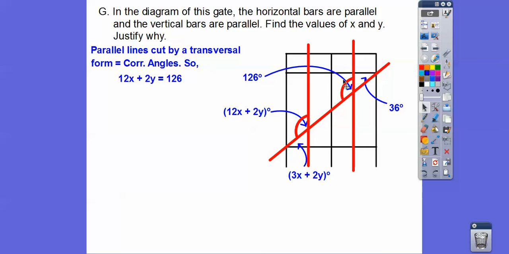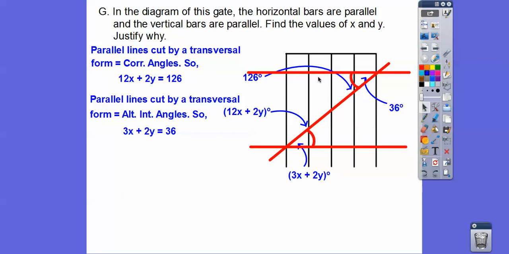Now I'm going to highlight different lines. So I'm going to highlight the top and bottom. Since the top and bottom are parallel, then this angle is equal to this angle because these are alternate interior angles. So 3x plus 2y equals 36.